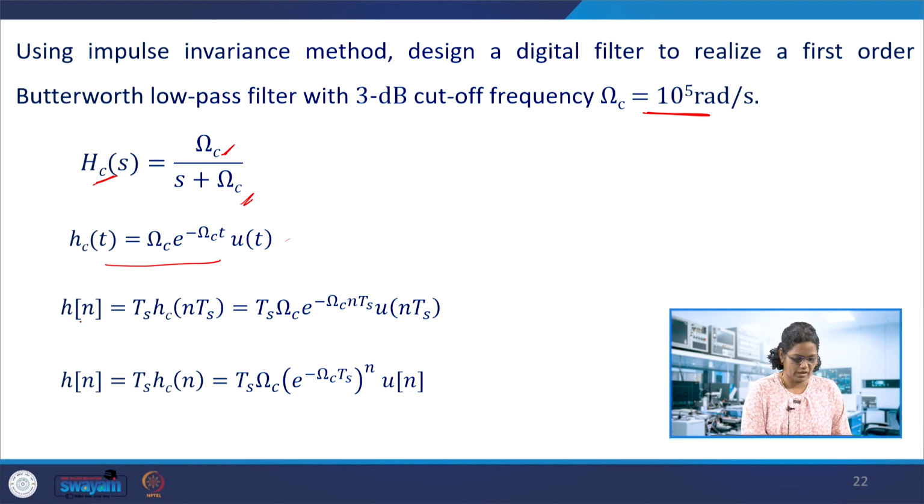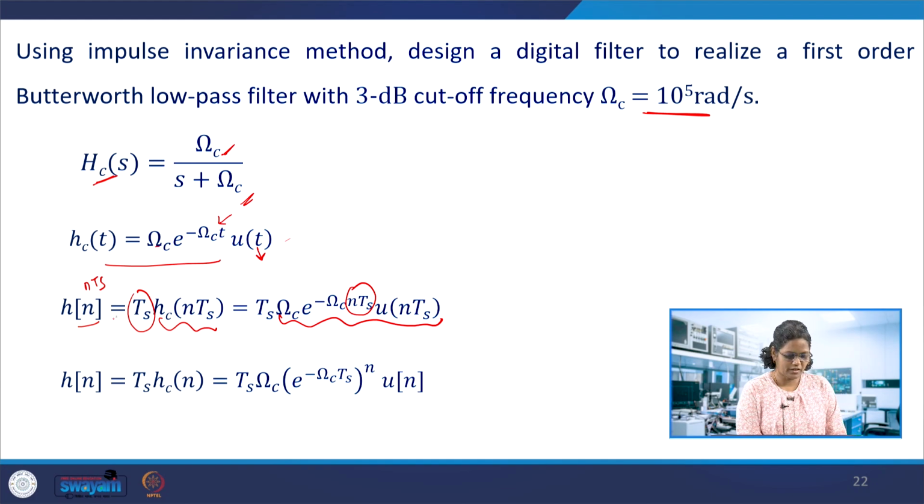So h of n, here t is replaced with n Ts. Let's hold this Ts for some time. Hc of n Ts is equal to omega c, where t is replaced with n Ts, so e power minus omega c n Ts. And in the step we have also provided that Ts needs to be multiplied with the h of n. That is the step which we had done here.